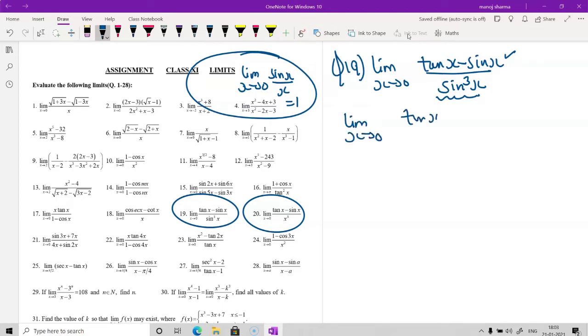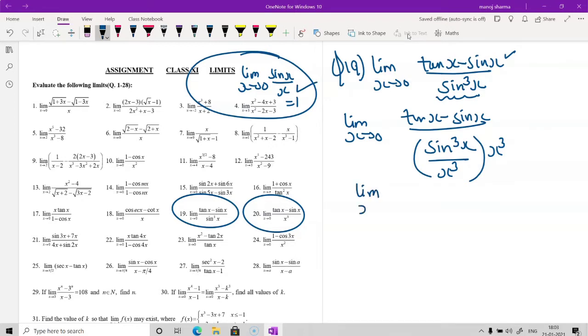It is tan x minus sin x, it is sine cube x upon x cube into x cube. What I am doing? Trying to do sin x upon x, which is 1. Now it is like this, tan x minus sin x whole upon x cube.